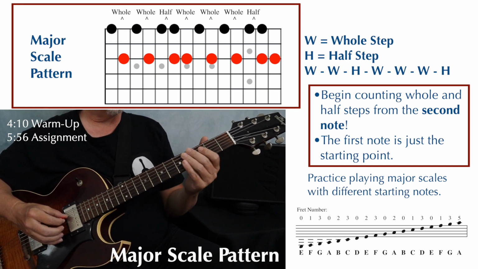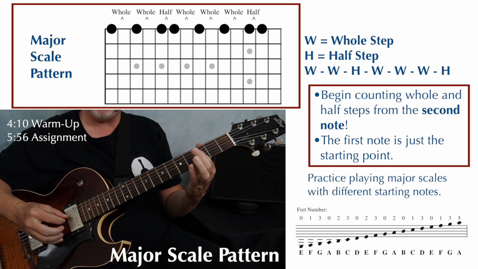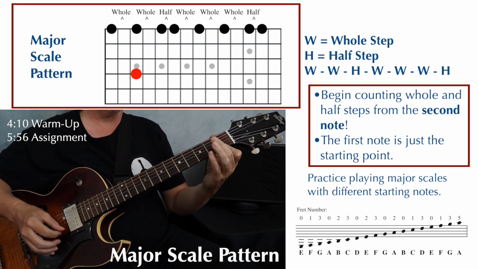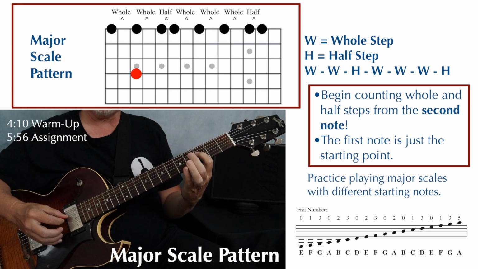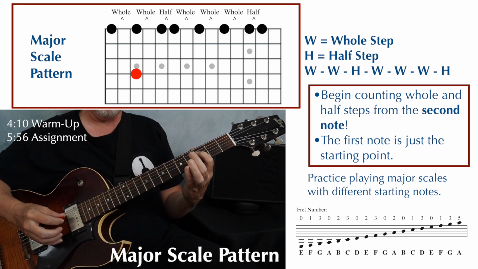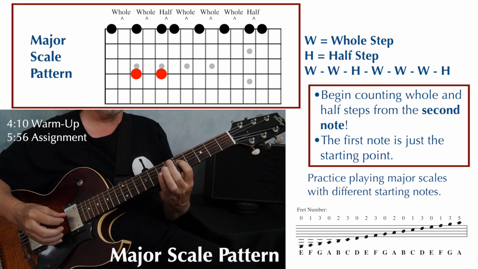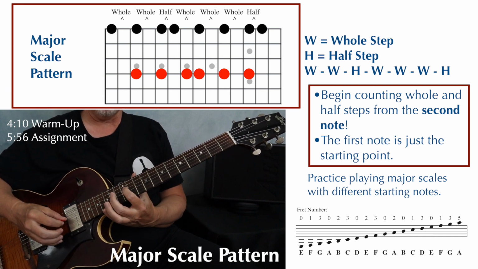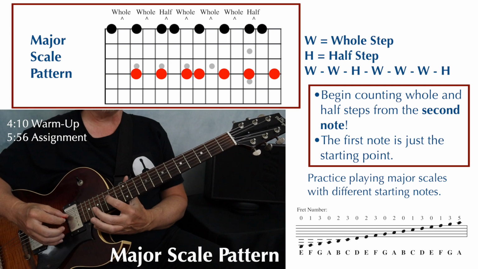And let's do one more. Let's do the 4th string, 3rd fret. This would just be another F major scale, just starting an octave lower than that F. So there's your starting point. And then start counting whole, whole, half, whole, whole, whole, and half.